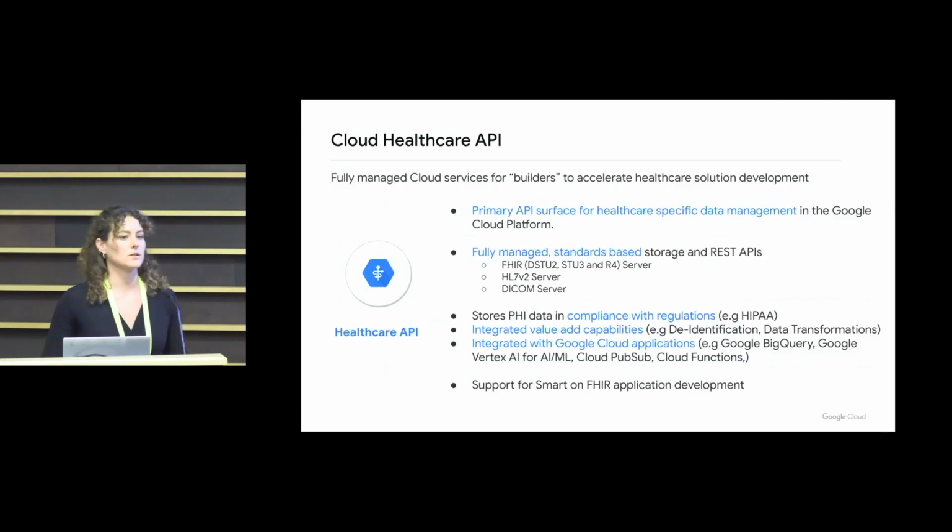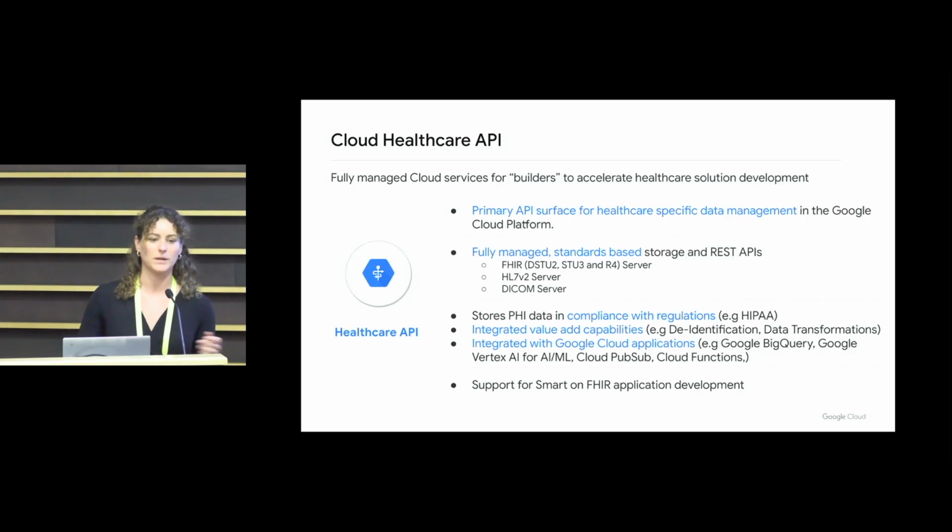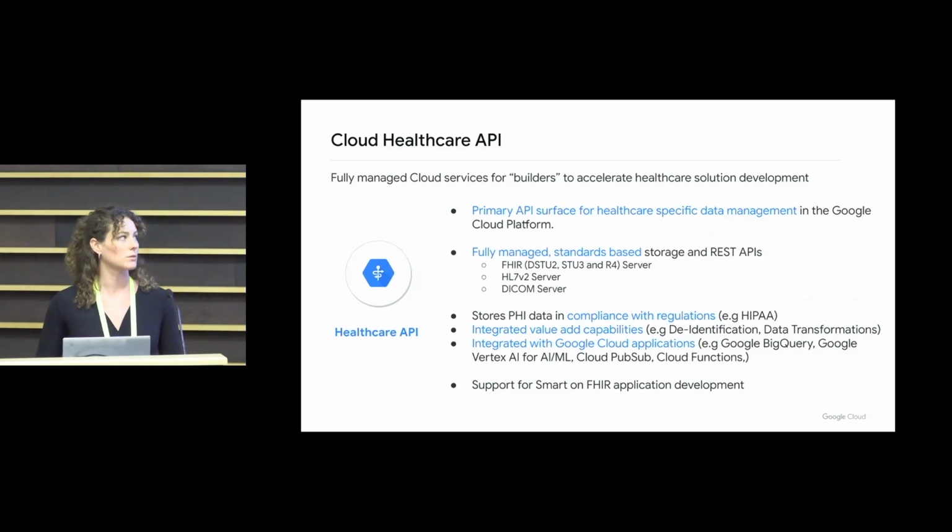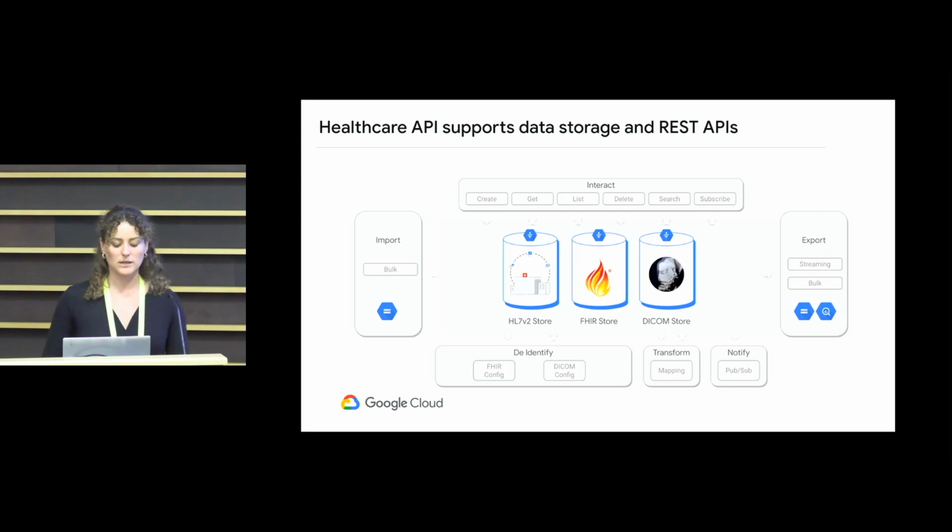So first of all, for those that are not that familiar with the work that Google Cloud is doing with FHIR, we have the healthcare APIs. So these are a fully managed FHIR server that is the primary surface for healthcare-specific data management. And so it's a fully managed approach that allows you to comply with the standards and comply with the regulations. And it also allows you to integrate with the Google Cloud applications and build SMART on FHIR applications on top of that. And this also allows you to perform FHIR search, which we'll get into in a second. But as I was saying, the healthcare API supports data storage and the REST APIs and allows you to also perform search on FHIR data.